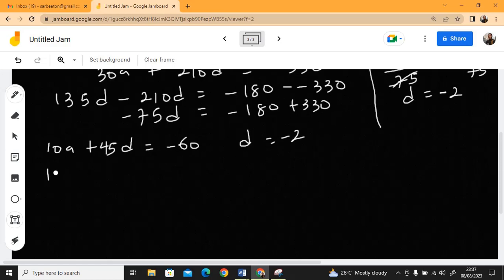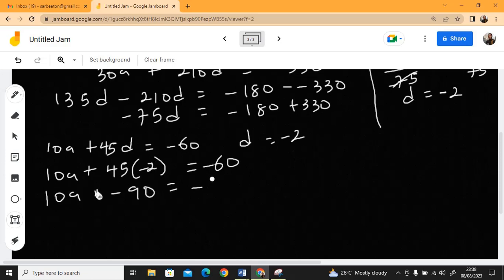So it will be 10A plus 45, then I have minus 2 here, which is my D. My D is now minus 2, not D again, equals minus 60. So that will be 10A, plus times minus is minus. Plus times minus is minus. 45 times 2 is 90, equals minus 60.